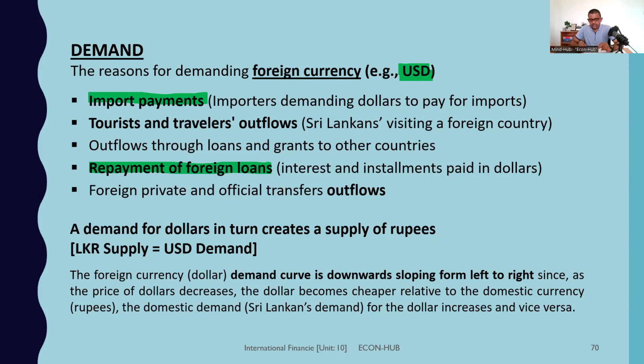Right. So as I was saying, the main outflows are for imports and repayment of foreign loans. For these two things, there's a huge foreign currency demand we make so that we can make these payments and settle the debts. Got it? Right. Then how do we talk about the dollar demand and the rupee supply curve?